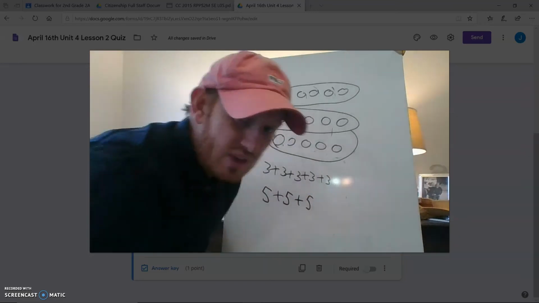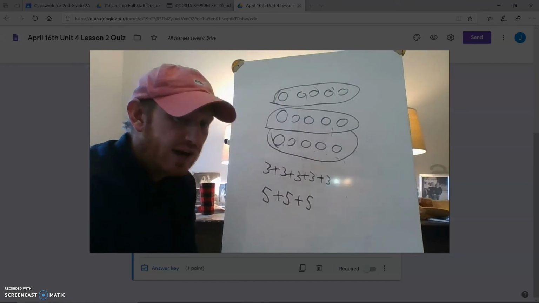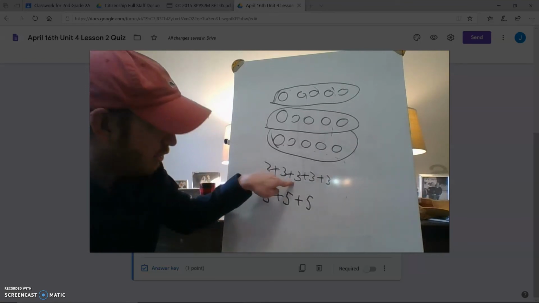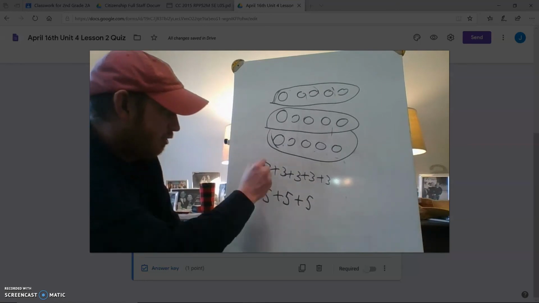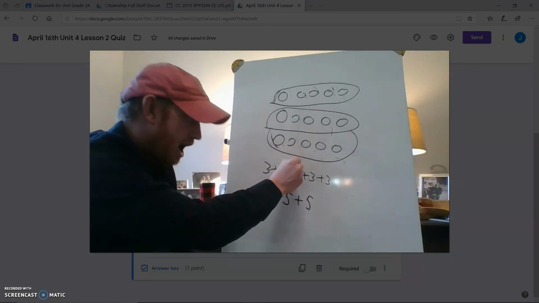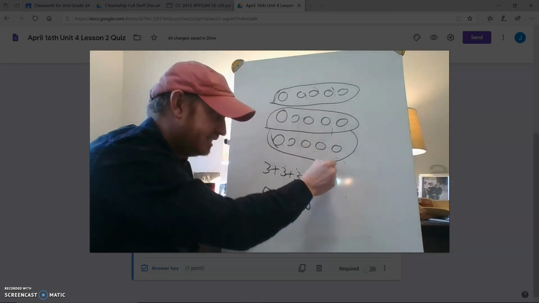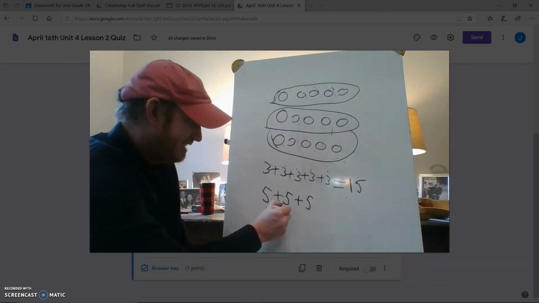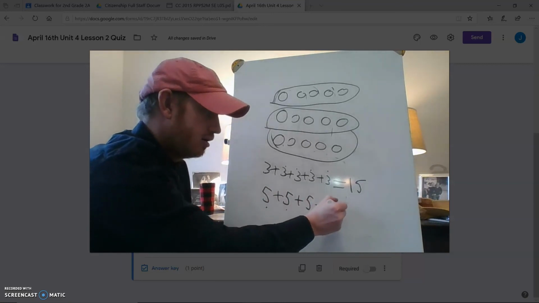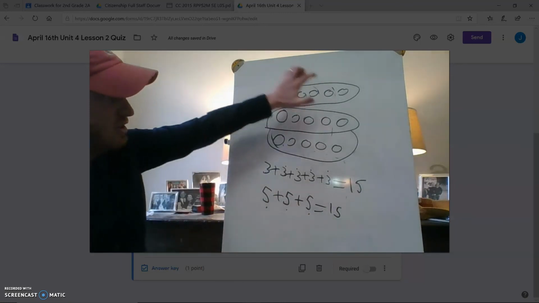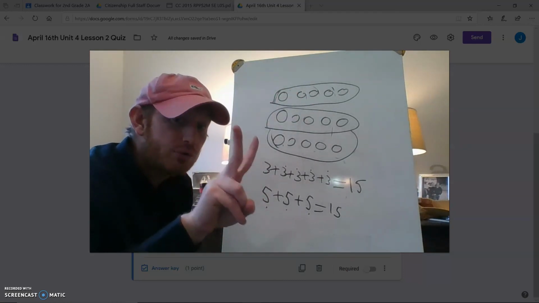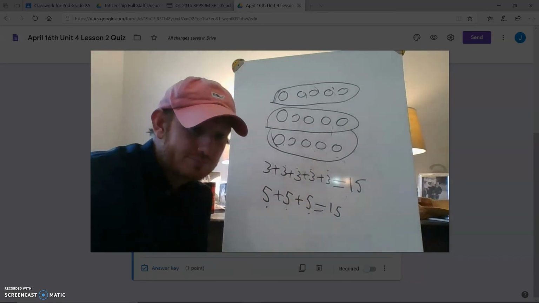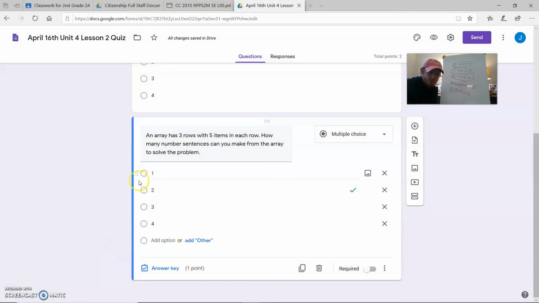And then a great way to check to see if we got it correct is both of these should add up to the same thing. And because they're all the same number, we can skip count. So 3, 6, 9, 12, 15. So this equals 15. And then 5, 10, 15. So we know that with this array, we were able to make 2 number sentences to come up with the answer, our 3s and our 5s. So your answer would be 2.